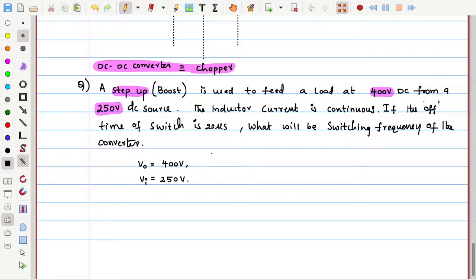For a boost converter, we already saw the output input voltage relation, Vout equals Vi divided by 1 minus D, whereas for a buck converter, output is equal to D into Vi. Depending on the nature of the converter, you need to take the corresponding relationship. From this we can find the duty ratio. 1 minus D is equal to Vi divided by Vo, which is 250 divided by 400.